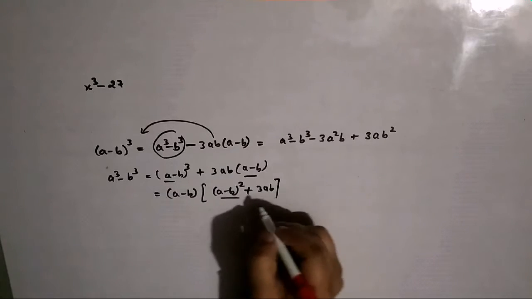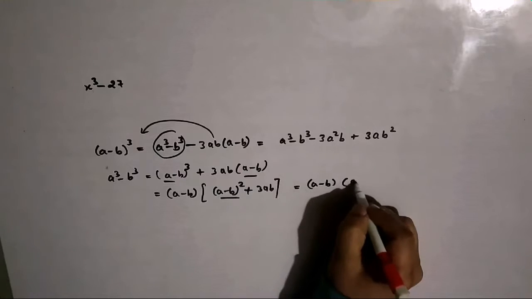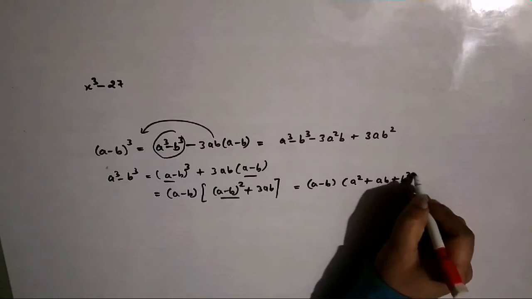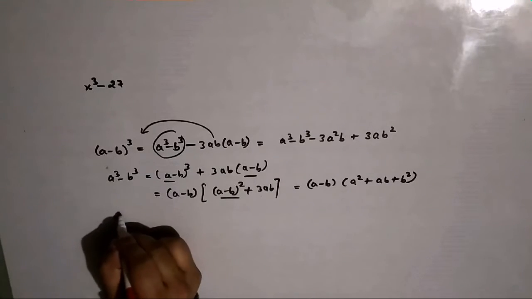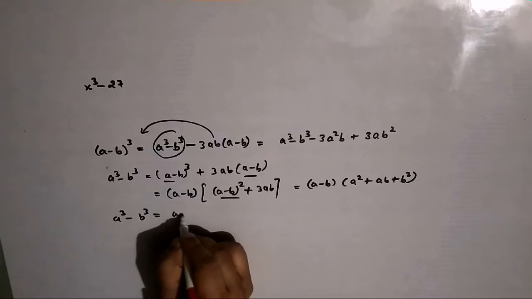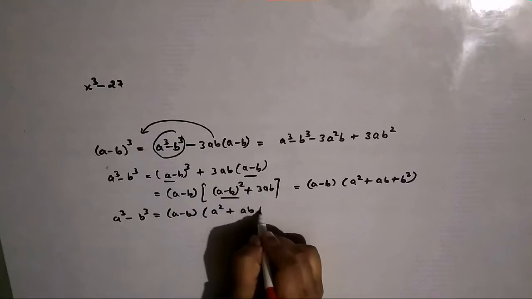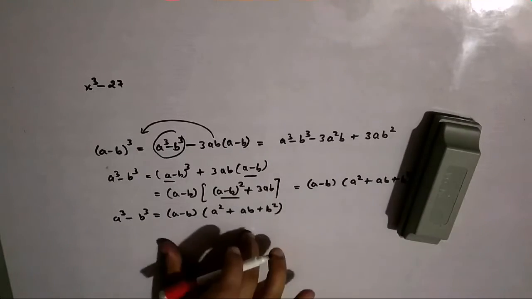So when you expand this and add 3ab, I will get (a minus b)(a square plus ab plus b square). So that is the final expression. So basically I will use this identity: a cube minus b cube is equal to (a minus b)(a square plus ab plus b square). Okay, so let us apply this here.